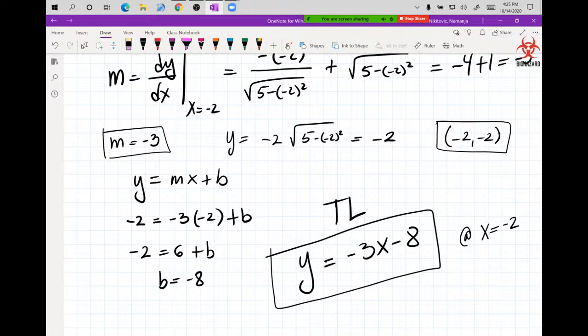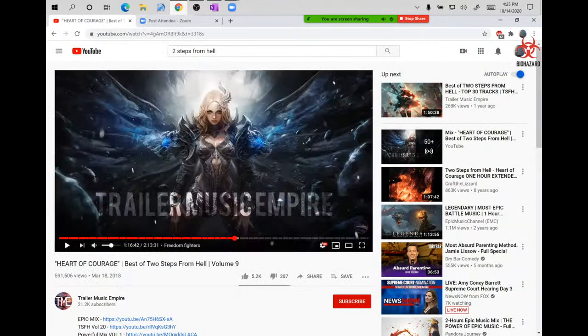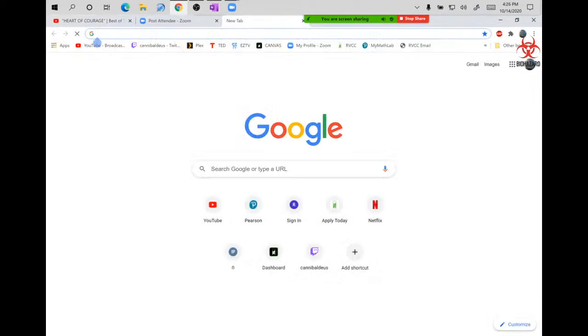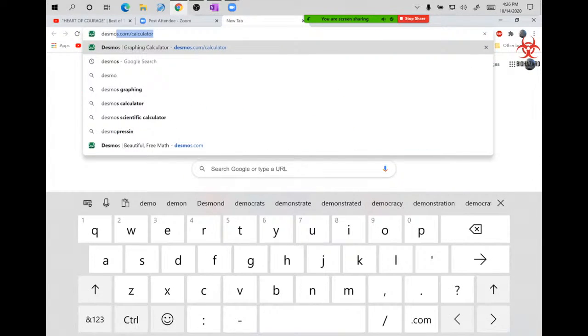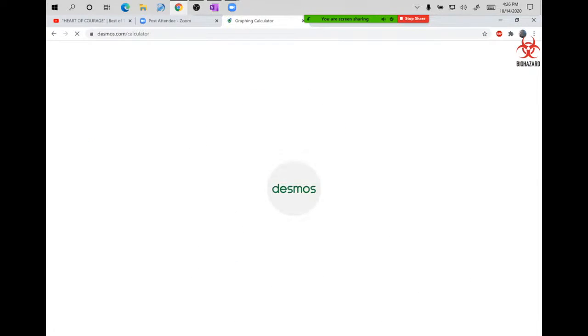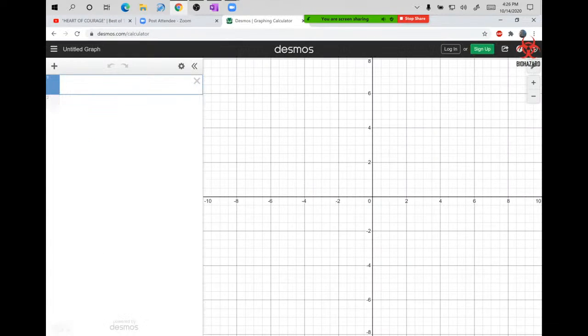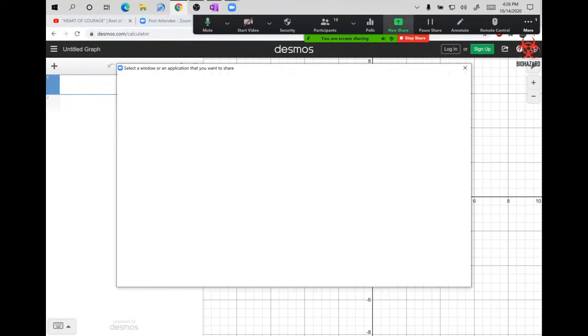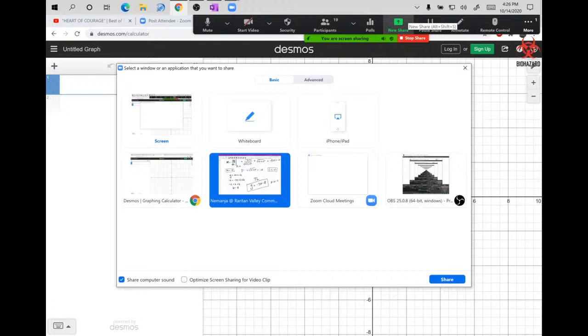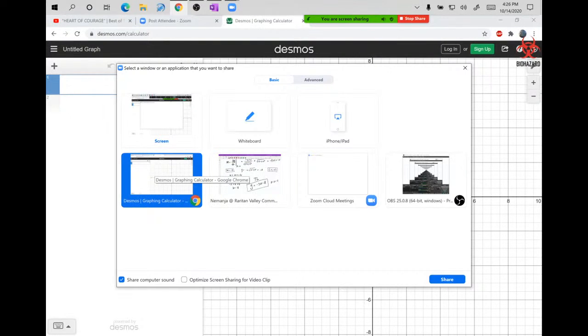So make sure you type in the functions in your graphing utility. Generally, I like to use Desmos, graphing calculator. Oh wait, I also need to share this so that you guys can see. So here is the Desmos share.